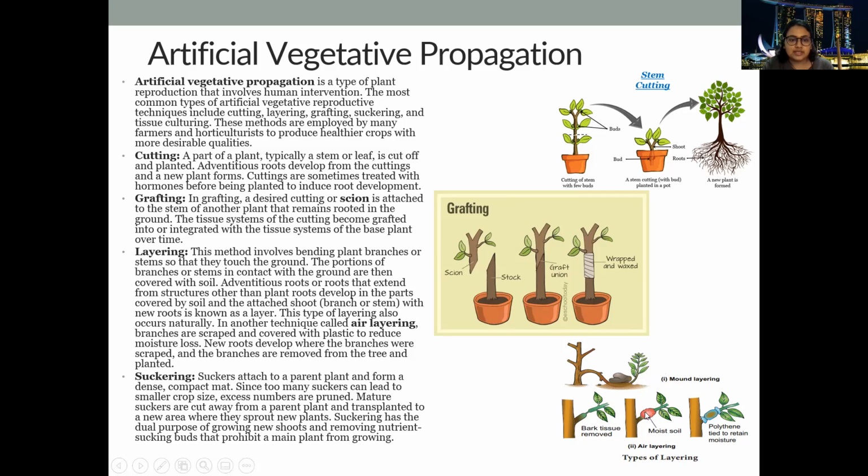Branches are scraped and covered with plastic to reduce moisture loss. This is in the case of air layering. The branches are scraped and covered with plastic to reduce the moisture loss, and new roots will develop from there. Then the branch is removed from the tree and planted. A polythene is tied to retain the moisture, and when the root develops, this part is cut and planted into the soil.